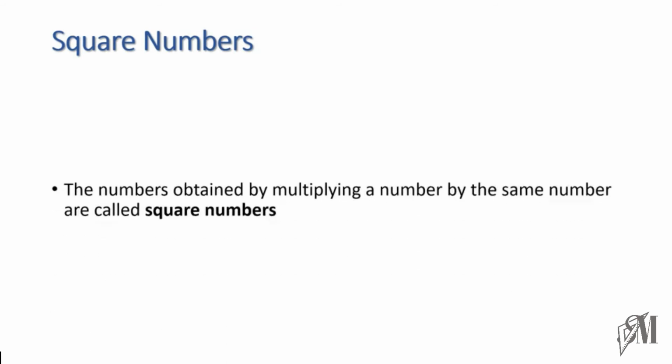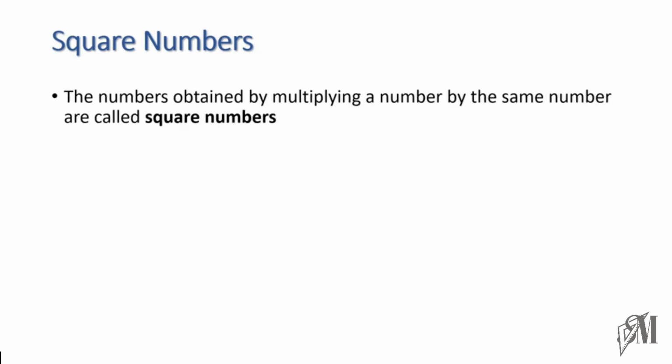The next type of number we are going to look into is the square numbers. What are these square numbers? The numbers obtained by multiplying a number by the same number are called square numbers. That is, these numbers can also be arranged as squares.